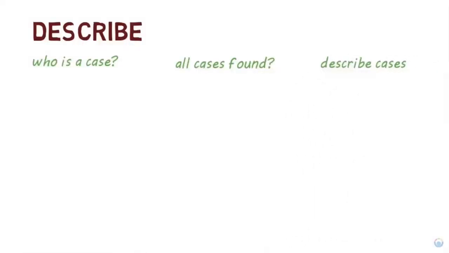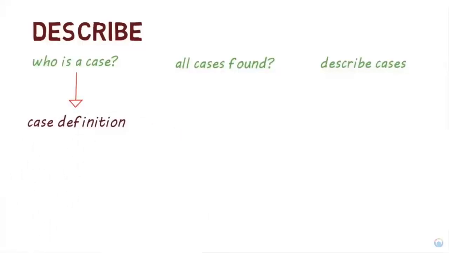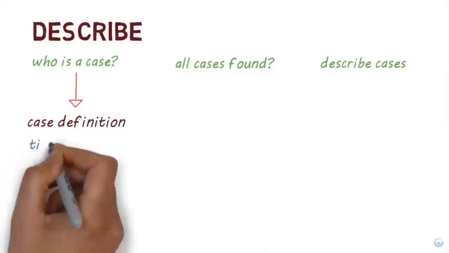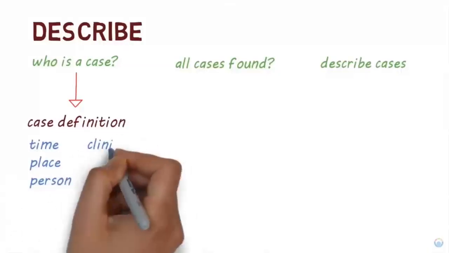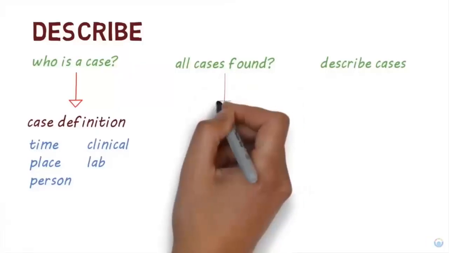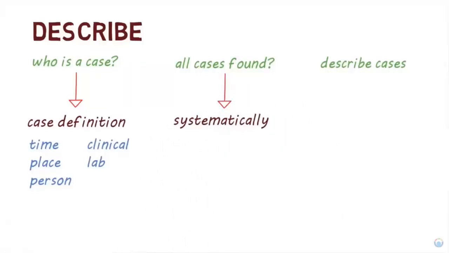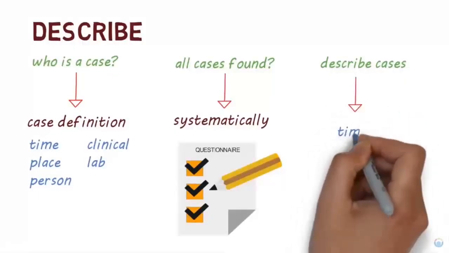To figure out who should be considered as a case, there needs to be a case definition. This sets out the criteria which need to be met in order to classify a person as a case. Generally, there are criteria for time, place, person, clinical and laboratory features that must be satisfied before a person can be classified as a case. Once there is a case definition, cases are looked for in a systematic way and information about the cases is recorded. This is usually done by using questionnaires and summarized by time, person, and place.